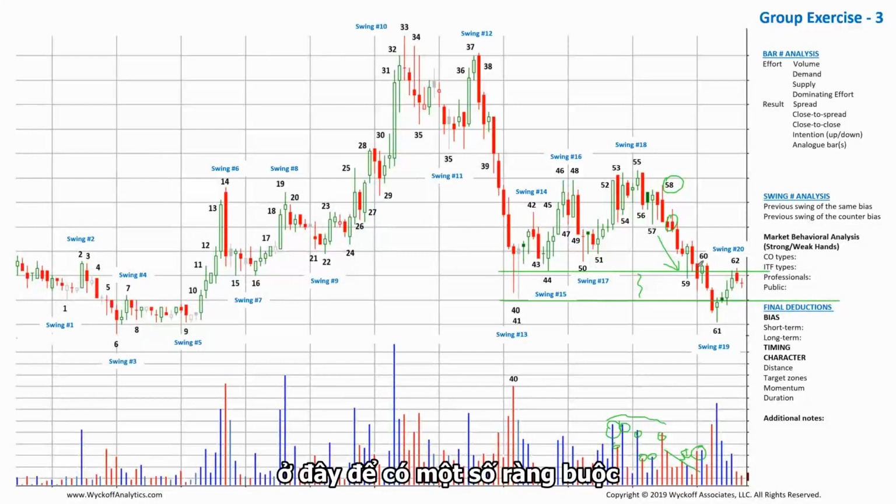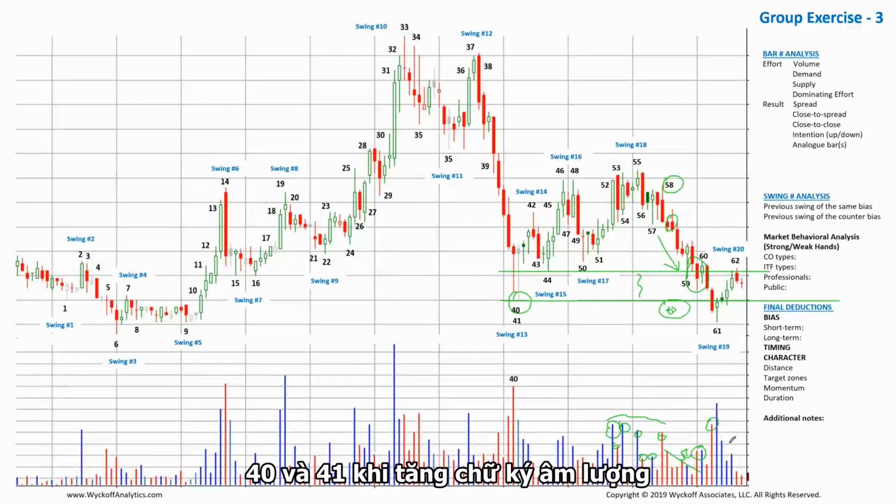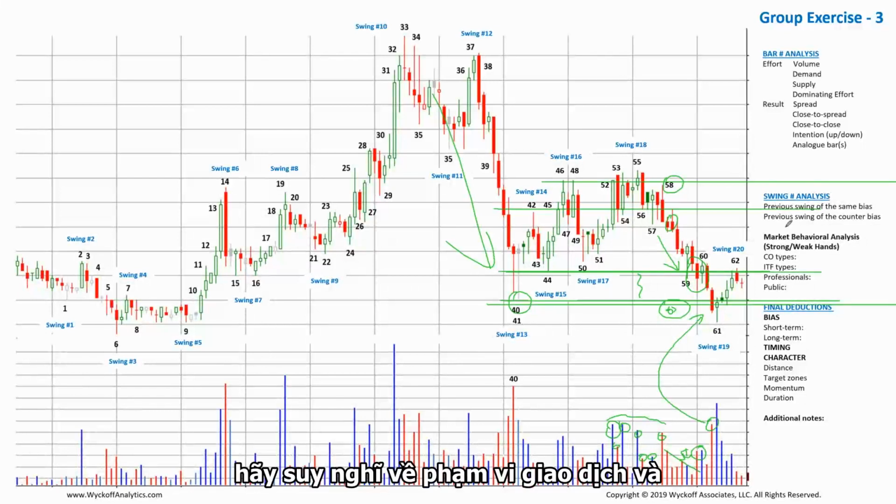So there is some buying around 59.60, and then the price continues to the downside and comes below into the oversold condition, below 40 and 41 on increased volume signature. So right away here we would be thinking, what are we doing here? Are we experiencing a distribution, a continuation of the distribution that we have had, or could we possibly be thinking about the trading range and maybe more of the accumulation type of action?